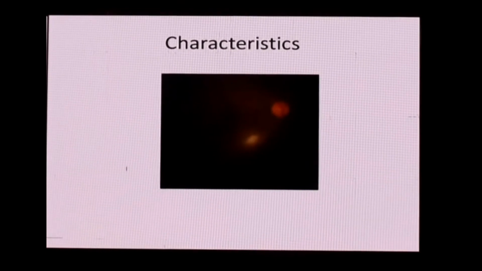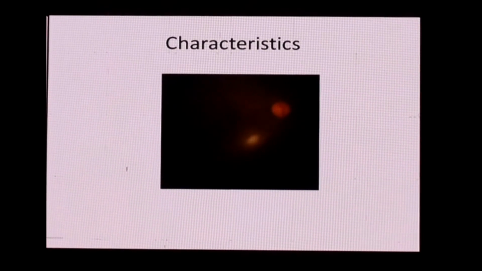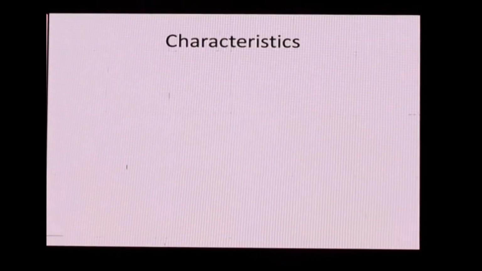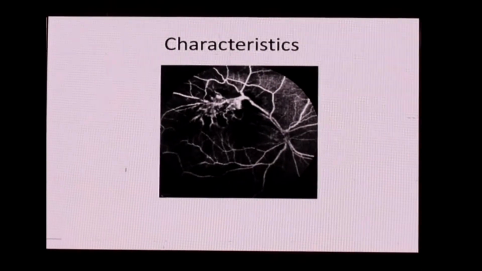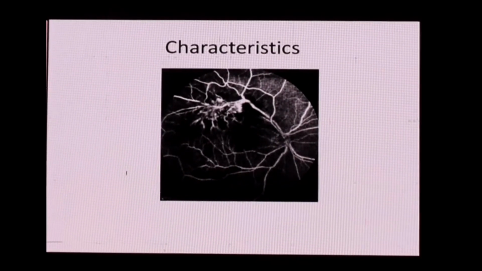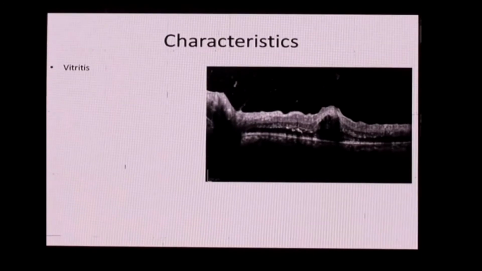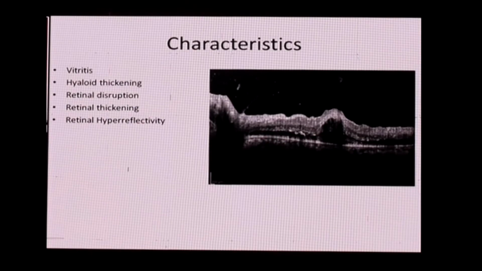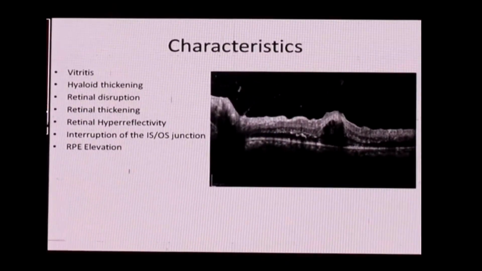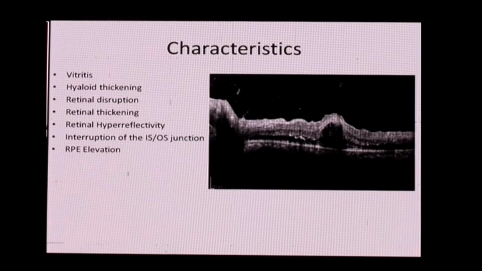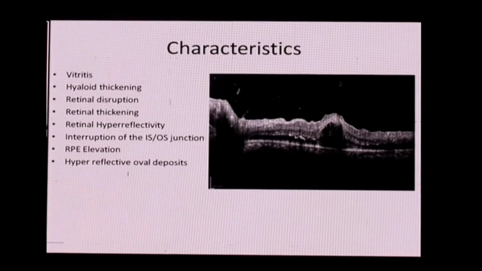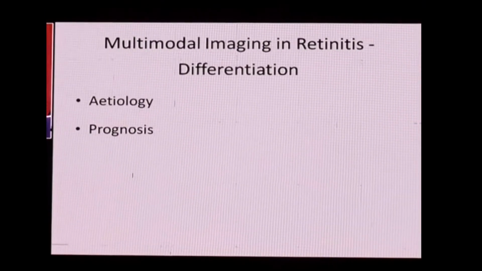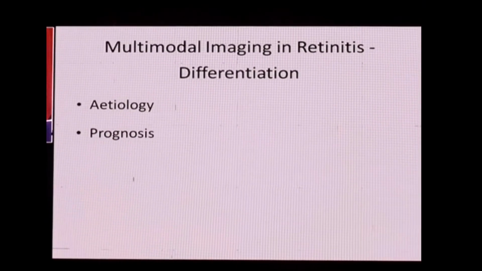When we talk about retinitis, we know it is a lesion in the retina, more superficial, with fuzzy margins and a creamy appearance. On angiography you have hypofluorescent lesions, which could show leakage and fuzzy borders. On OCT the characteristics include vitritis, hyaloid thickening, retinal disruption, retinal thickening, retinal hyperreflectivity, interruption of the ellipsoid zone, RPE elevation, hyperreflective oval dots, subretinal fluid, and hyperreflectivity of the choroid. Now, are these parameters going to help us in identifying retinitis?